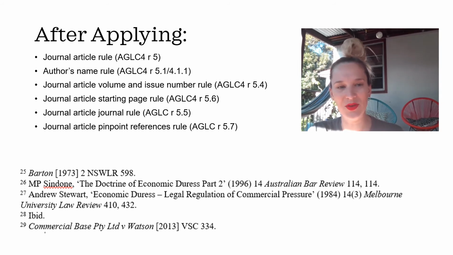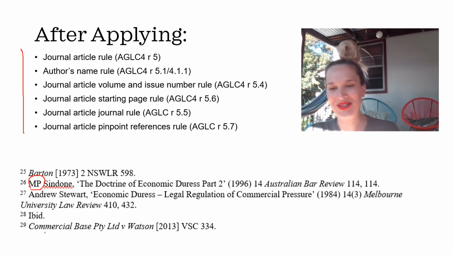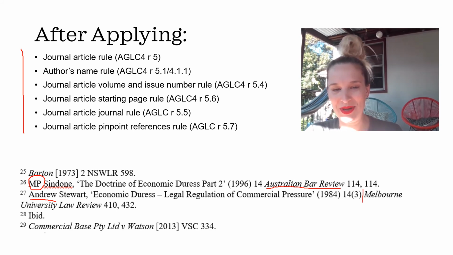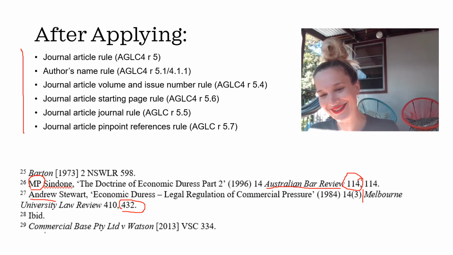In terms of the rules I applied here to fix the references, these are the ones I looked at. We can see now that the initials of the author are AGLC4 compliant. Andrew Stewart now has a first name. Australian Bar Review is now written out in full. We've got the Melbourne University Law Review written out in full. We've fixed the pinpoint, and we've added the starting page for this one. And now the footnotes are good to go.